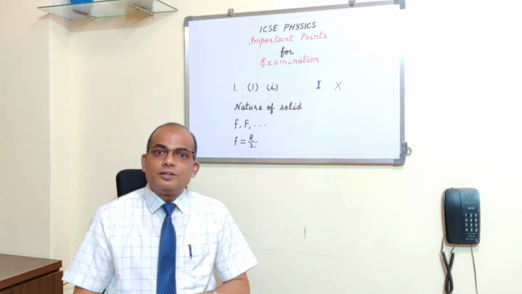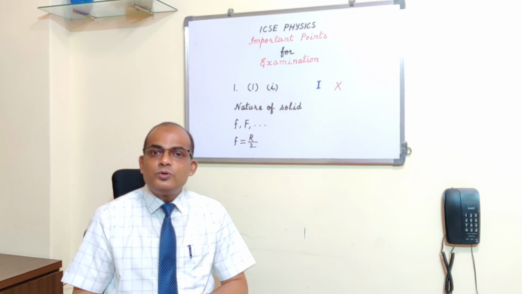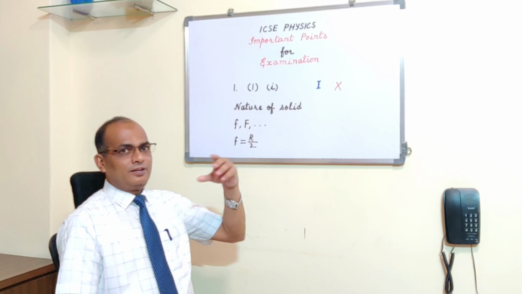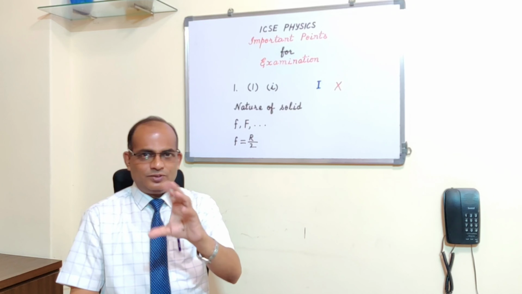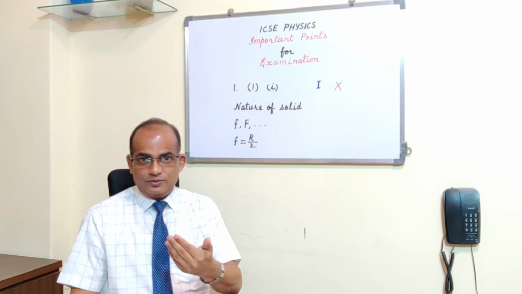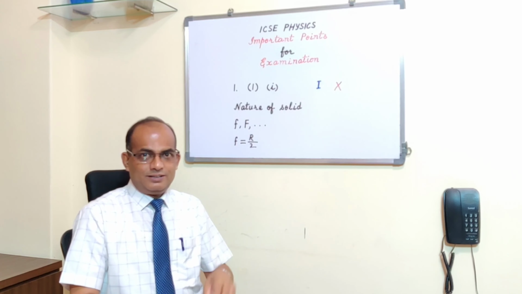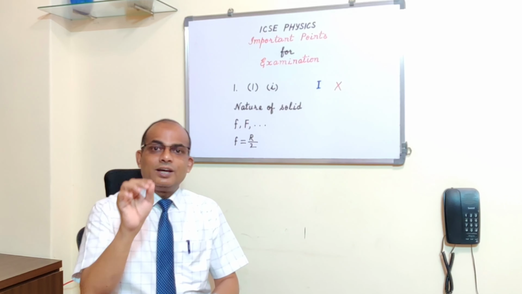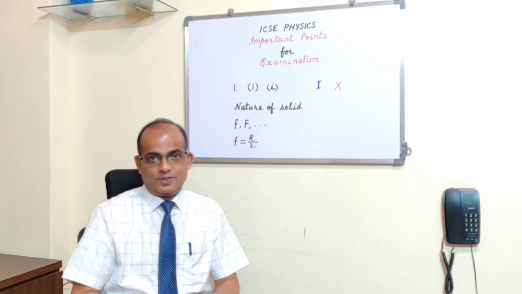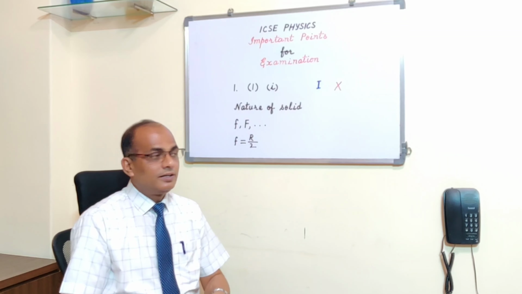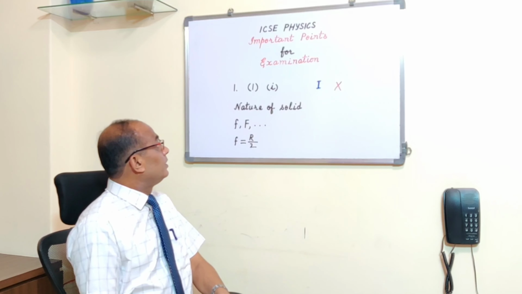Point number 16, no shortcut answers. Write the complete answer. For example, if you are answering one question and writing one factor, the nature of solid, do not write down only nature. Generally this happens. You put the heading and then one this, second this, third nature. No, write down nature of solid, the complete answer. Alright?